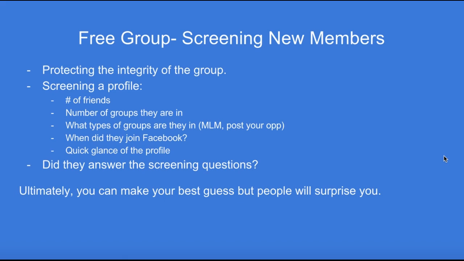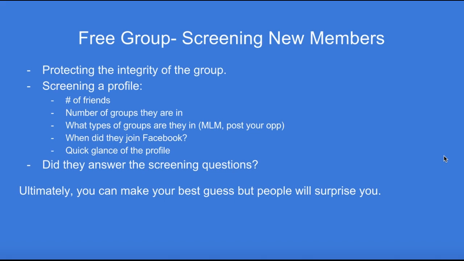I like to look at when they joined Facebook to see if it's a new profile. And so if it's a new profile, it may be a valid person, but it also may just be one that somebody created to spam. I also like to take a quick glance at the profile just to make sure that they're somebody that potentially will be interested in contributing to the group. And so really the key just goes all the way back to, are you going to be adding people to the group that are going to help the group thrive?